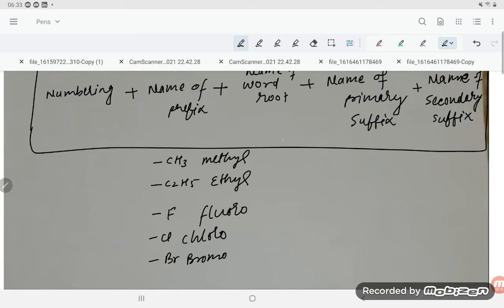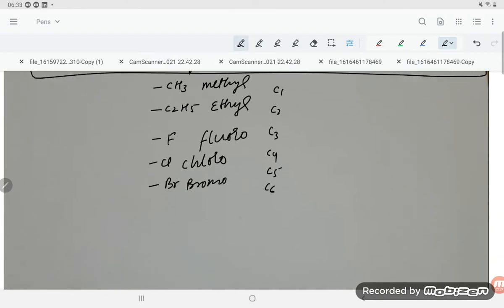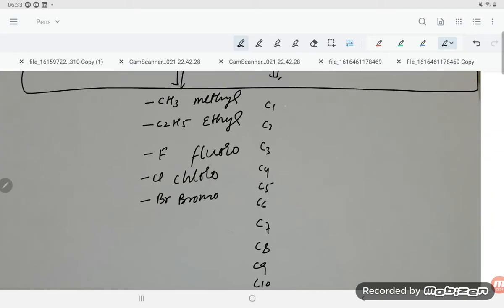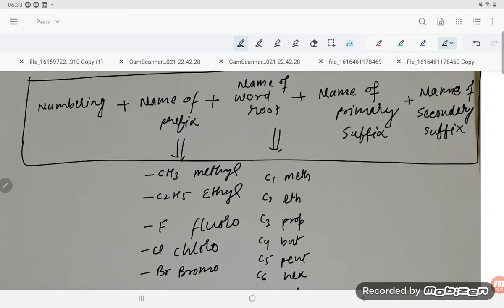Word root, how can you define the word root, students? Here you can find the word root. If 1 carbon is there, 2 carbon, 3 carbon, 4 carbon, 5 carbon, 6 carbon, then 7 carbon, then 8 carbon, then 9 carbon, then 10 carbon, what would it be? This is meth, this is eth, this is prop, this is but, this is pent, this is hex, this is hept, this is oct, this is non, and this is dec.